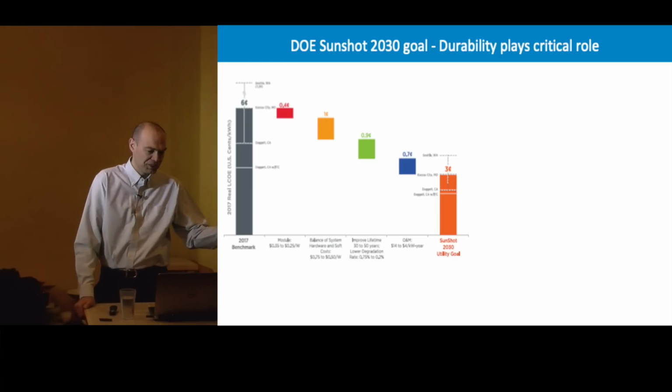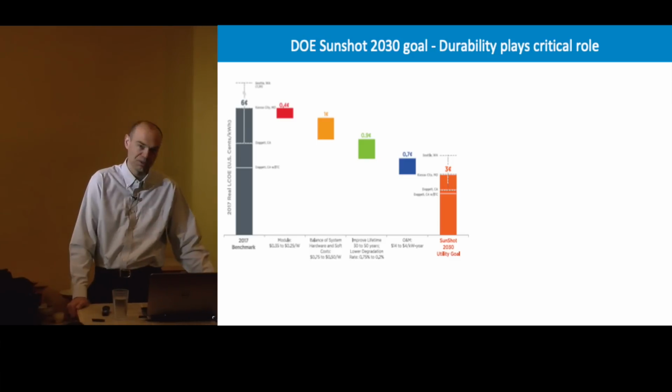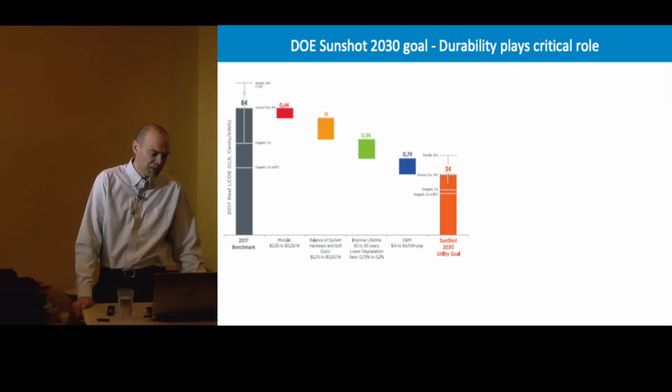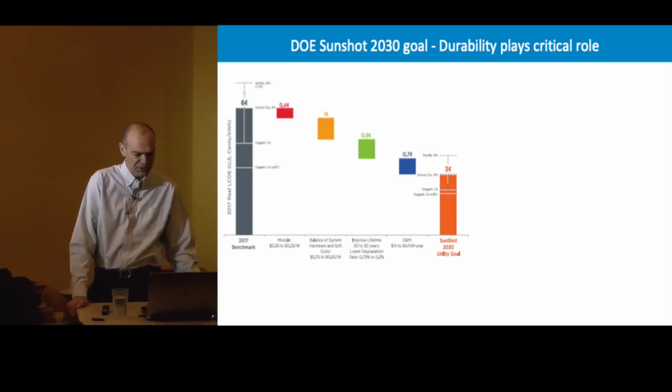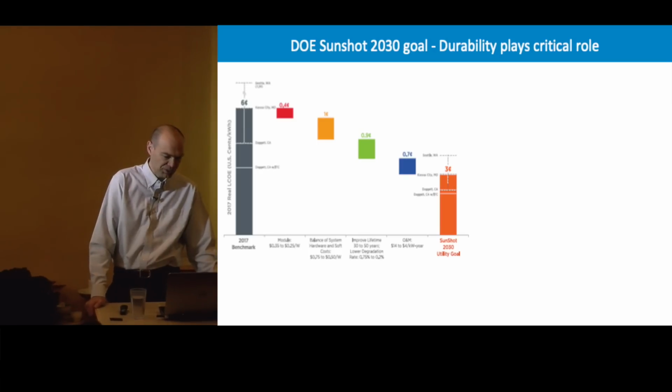And what you see here is today, shown at 2017, 6 cents a kilowatt hour for a utility scale system. The goal is to get it down to 3 cents a kilowatt hour. So how do we get there? That's broken down in this chart here. There's module price in red on the far left. That of course has a big influence. If we can decrease that price, we have a good chance to get there.